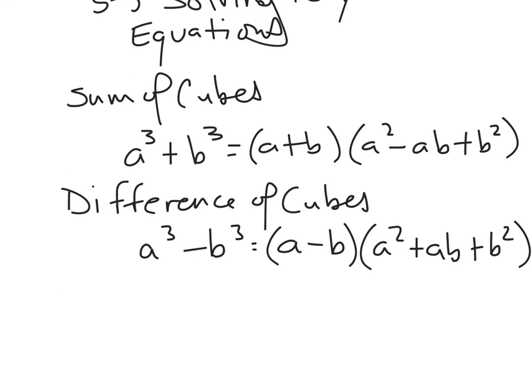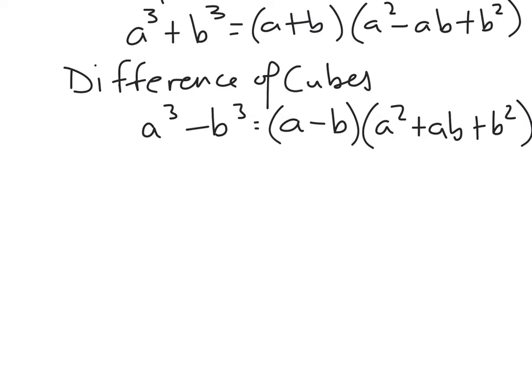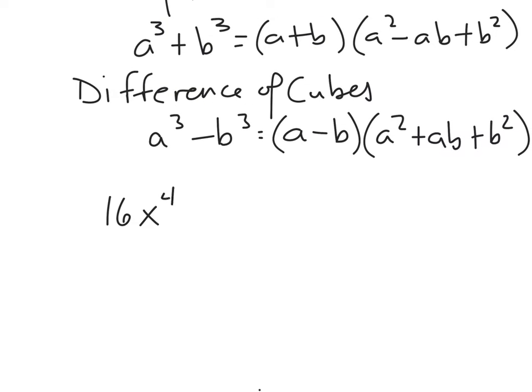All right. So let's try one, shall we? Let's take 16x to the fourth plus 54xy cubed. And let's factor this. Yep, 54 or 5? 4. You didn't see that 4 up there? No. Okay. So 16x to the fourth plus 54xy cubed.